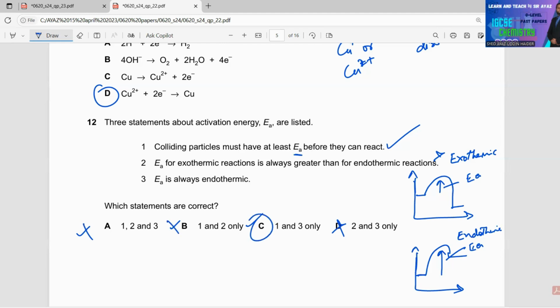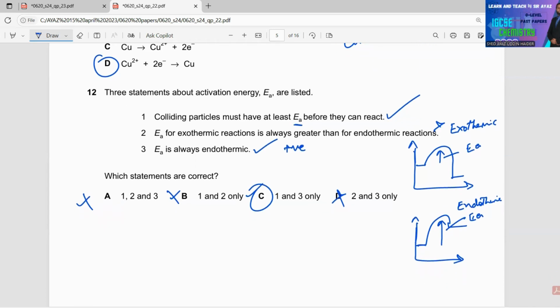For your convenience, I'm reading the last statement. EA is always endothermic. This is correct. Endothermic means it's always positive, which means it's required by the reaction mixture. Activation energy is required, needed.